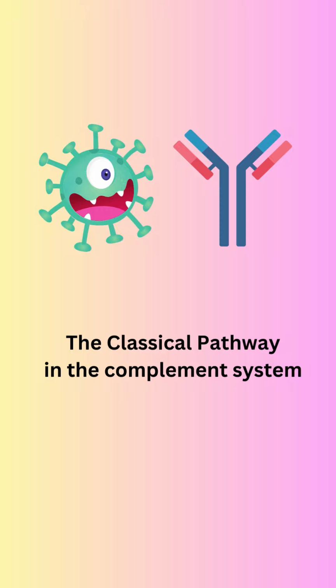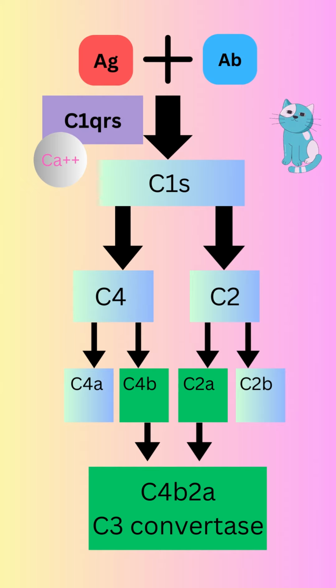The classical pathway is one of the three primary activation pathways of the complement system. The classical pathway is initiated when antibodies, usually immunoglobulin G, IgG, or immunoglobulin M, IgM, bind to specific antigens on the surface of pathogens. This binding event creates an antigen-antibody complex.